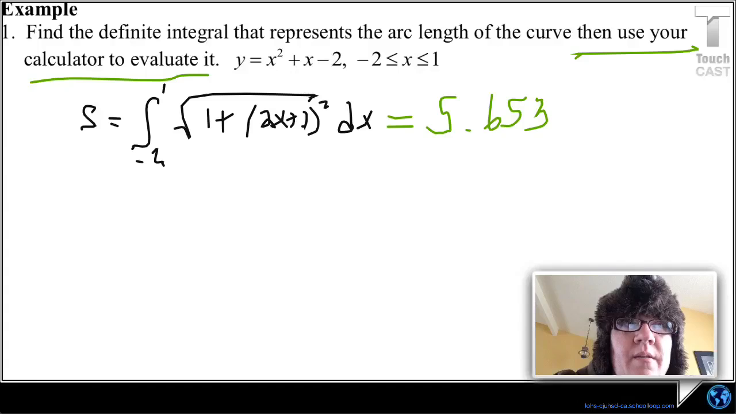Did you get it? Did you get it? This is the only example for this lesson. The rest of them we will work on in class.